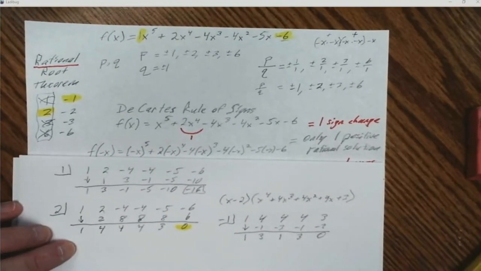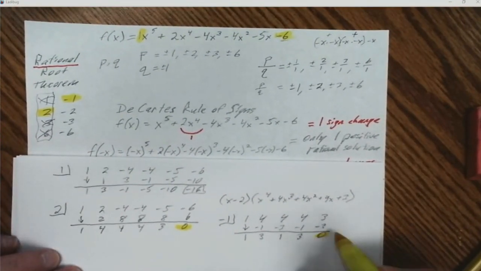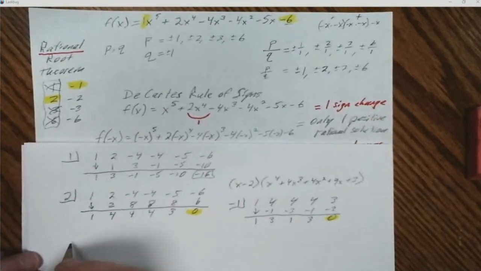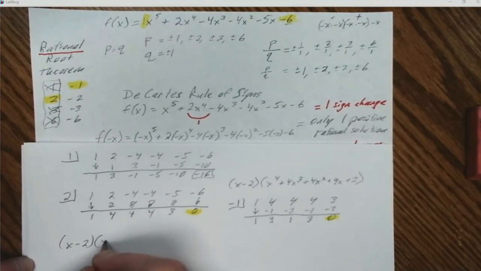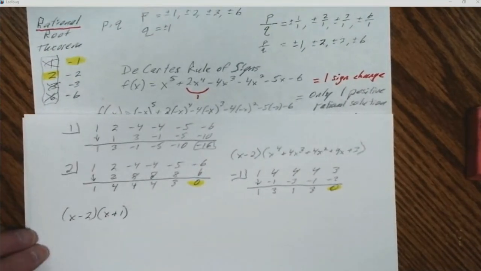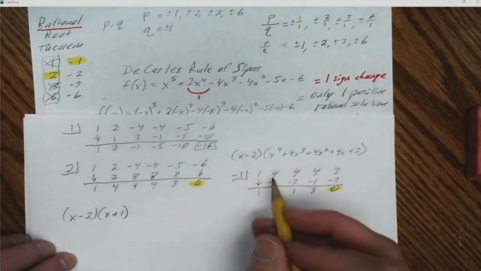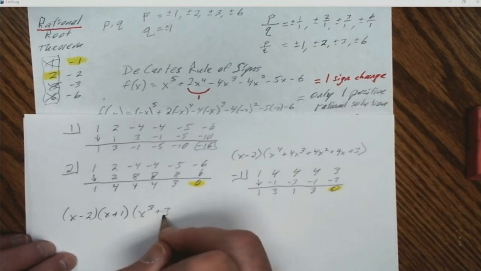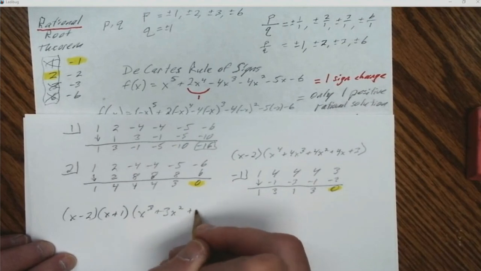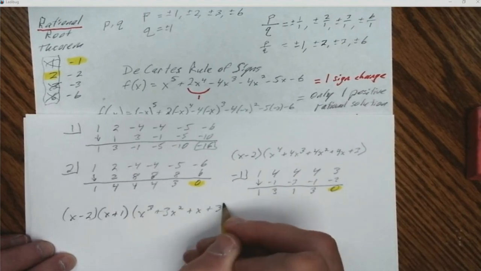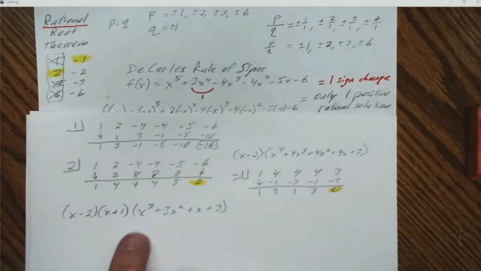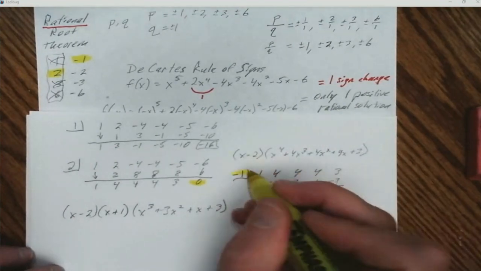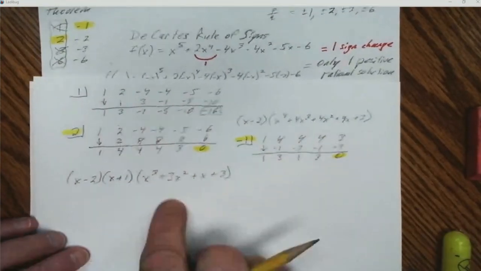So -1 is a factor, because we have a remainder of 0. So that tells us this is a factor. And now we've got x minus 2. That's a -1. So x plus 1 is a factor. And that leaves us, since this was a 4th, this is a 3rd: x to the 3rd plus 3x squared plus x plus 3. Oh, we're narrowing it down here. We found 2 solutions so far. We found 2 factors. So let's continue on.